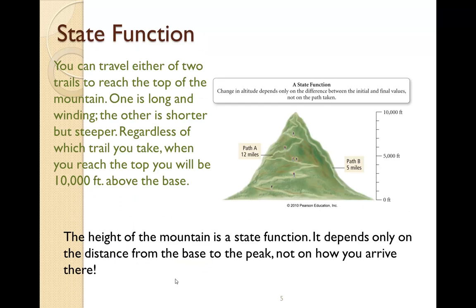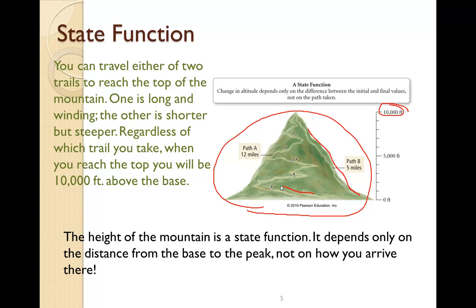Let me give you another example of a state function. Here's a mountain. No matter what, the mountain is going to be 10,000 feet high. It doesn't matter if you take path B, which is only 5 miles, or the easier path of A, which goes back and forth for 12 miles. The final result is going to be 10,000 feet, regardless of how you get there. The mountain is a state function. It depends only on the distance from the base to the peak, not how you arrive there.